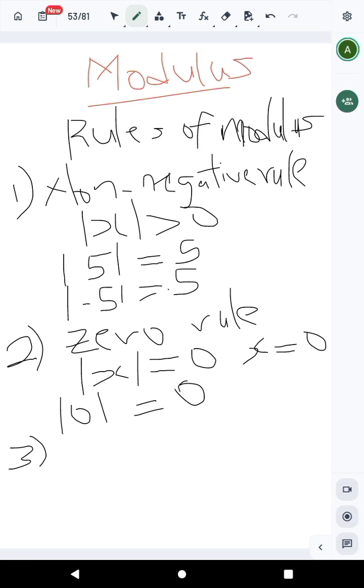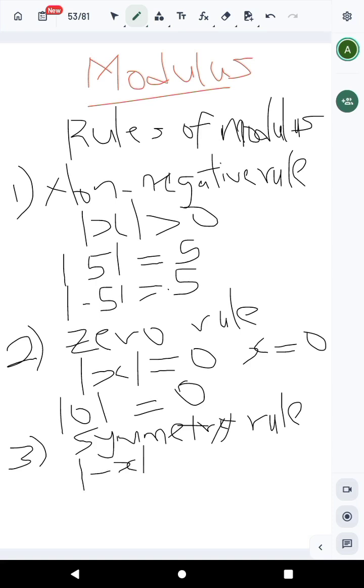So we have 3, the symmetry rules. So if we have absolute value of minus s, it's going to be what? Absolute value of s. For example, we have absolute value of minus 7, it should be what? 7.